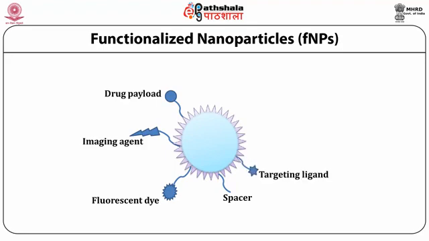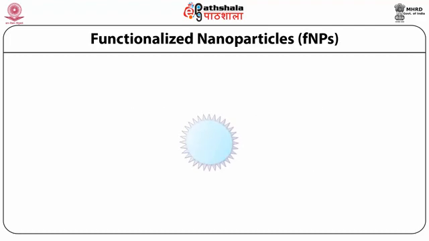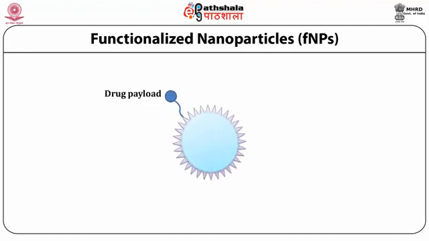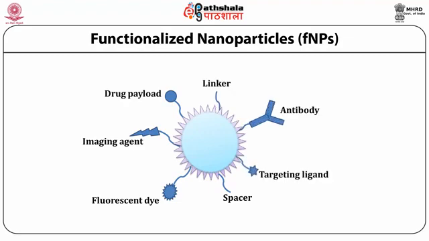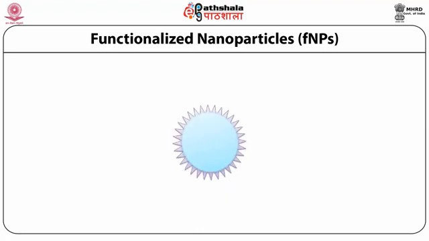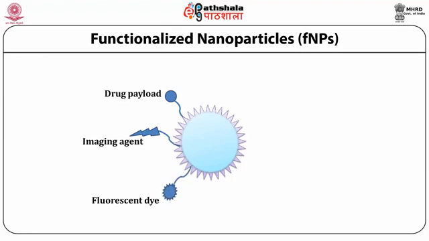Then there is a spacer and a fluorescent dye or some other imaging agents like MRI contrast agent or some other imaging agent like phthalocyanine, etc., that could be used with the nanoparticles. And the drug payload either could be conjugated to the surface or could also be loaded into the nanoparticles. Similarly, the imaging agents or the diagnostic agent could also be present in the same way, either conjugated to the surface of nanoparticles or loaded into the nanoparticles. And in this way, you can use the nanoparticles for theranostic applications.